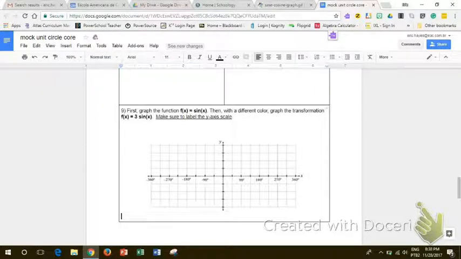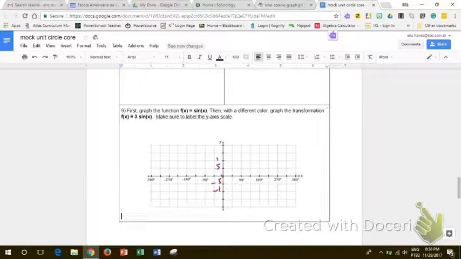Okay, so it starts off at 0. Now notice what it says. It says that we need to make sure to label our y-axis. So let's go by increments because we know it's going between 1 and -1. So how about we make this 0.5 and this 1, and this -0.5 and -1.